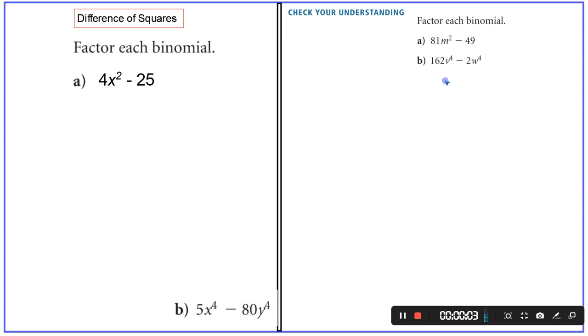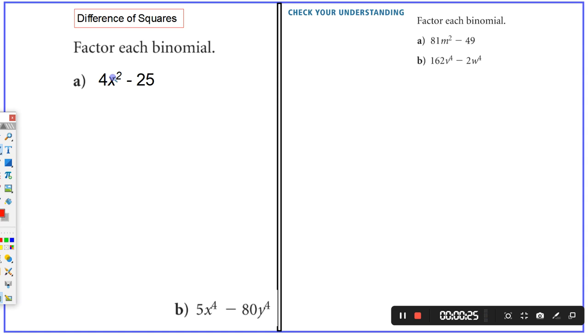Okay, we're going to look at special cases here for when we're factoring, and this one is the difference of squares. So anytime I see a binomial where we have a subtraction sign, the next thing I'm checking for is, are both of these terms square terms? So what does that mean?